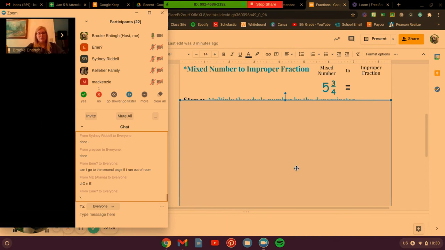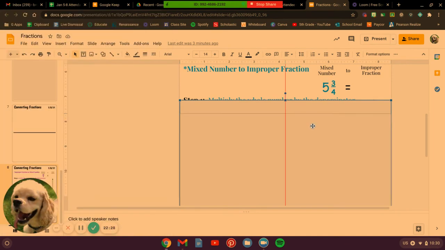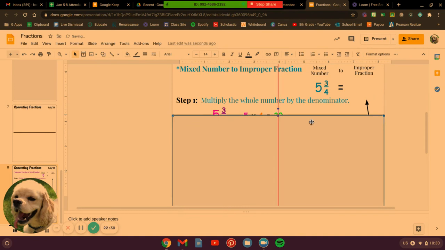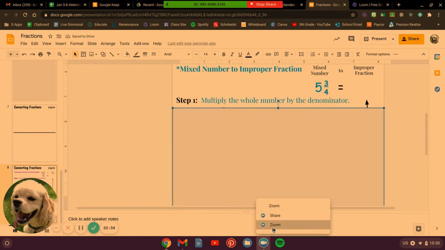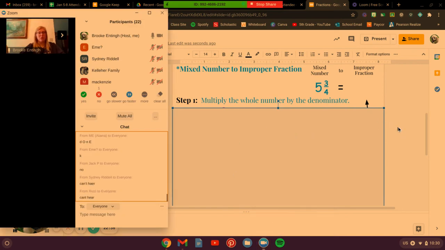Okay, it looks like everyone's ready. So, step 1. Now we're doing the opposite: mixed number to an improper fraction. For step 1, I'm going to have you write down the steps first, and then I'm going to show you the example. So for step 1, you're going to multiply.